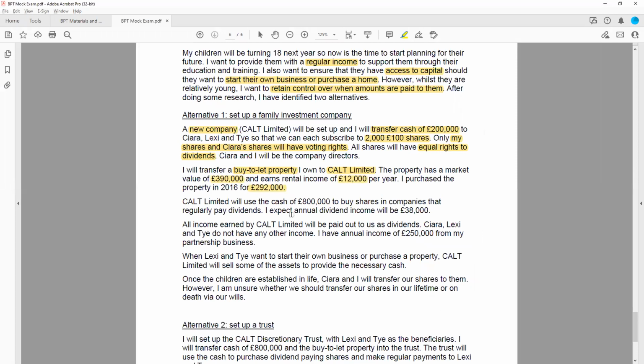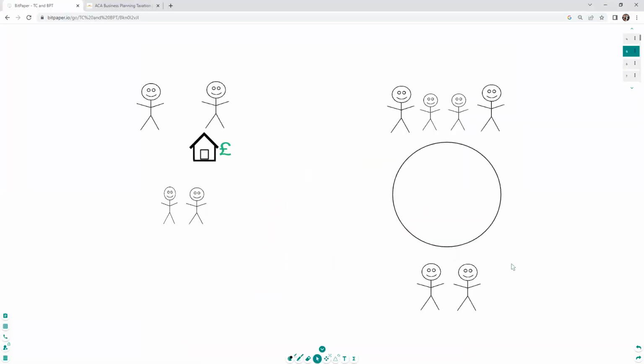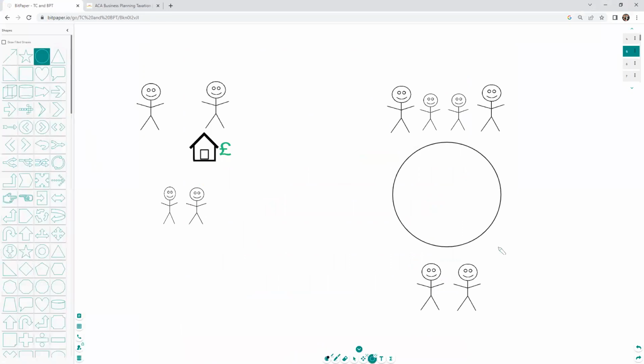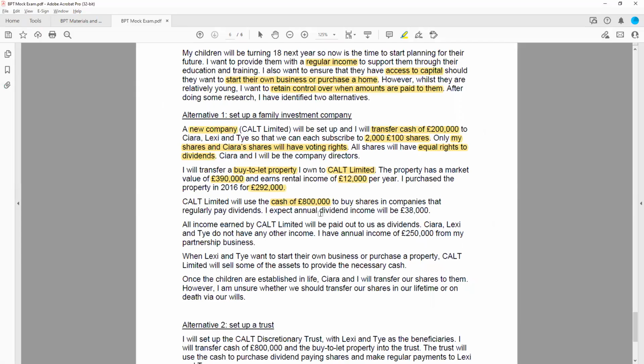So Court Limited will use the cash of 800,000. So it's getting the 800,000 because they're each subscribing to share capital of 200,000. So the company's going to have 800,000 in it to buy shares in companies that regularly pay dividends. So the company's going to buy shares in other companies that pay dividends. So it's going to acquire shares in other companies and then receive dividends from those companies. Of course, we know a company receiving dividends is going to be exempt for corporation tax. I expect annual dividend income will be 38,000. So the company's going to have dividend income of this.